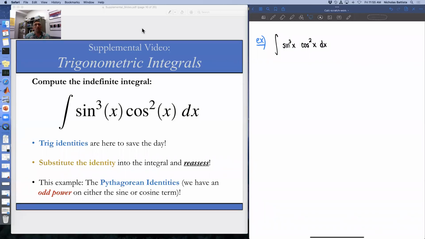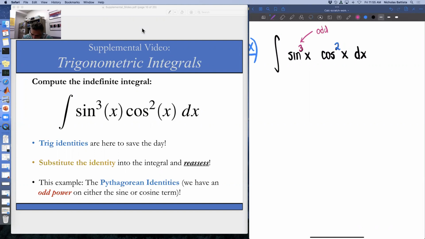In this example, we're going to hope to use a trig identity to help us simplify what's in that integrand. For this particular problem, we're looking at the integral of sine cubed of x times cosine squared of x. What's important in this example is looking at the power on the sine as well as the power on the cosine. And what we notice from the sine term is that that sine is raised to an odd power.